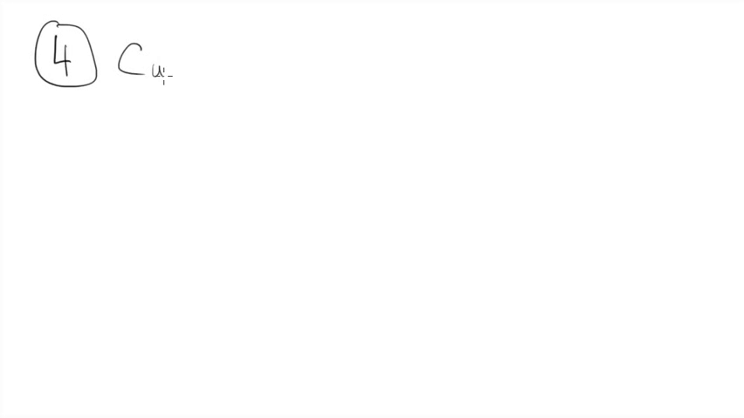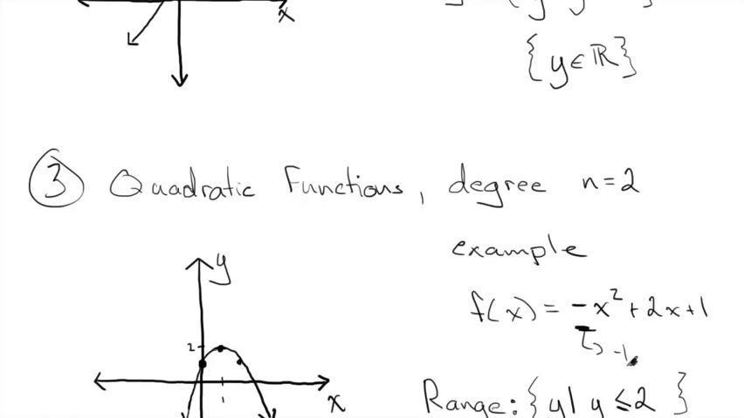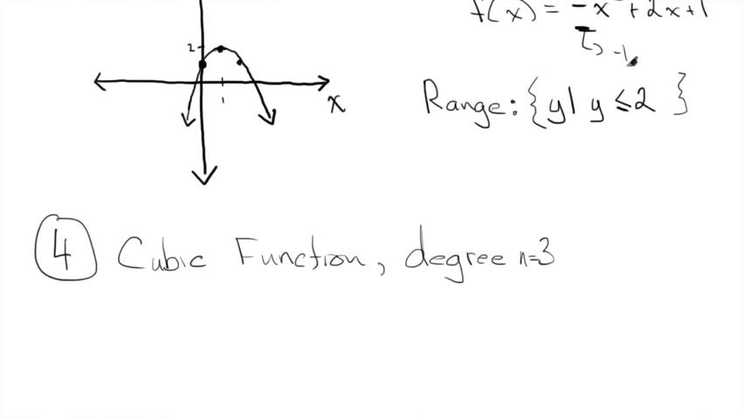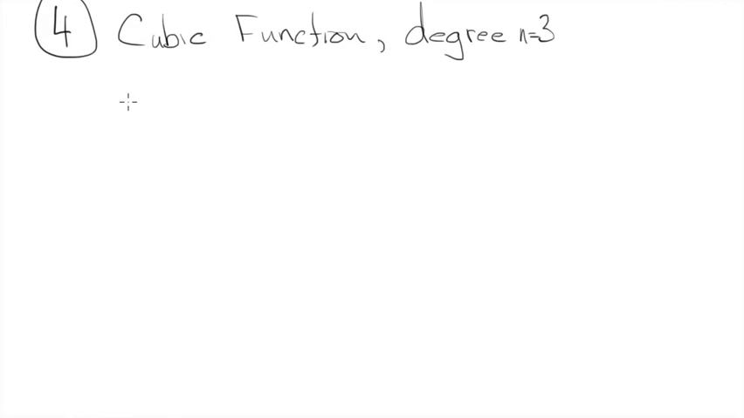Cubic functions. So cubic functions are degree 3 polynomials. So degree 3, n equals 3. Okay, so we'll start with an example. Actually, I'm going to give you a couple of different examples because unlike linear and quadratics, cubic functions can differ in the way they look.